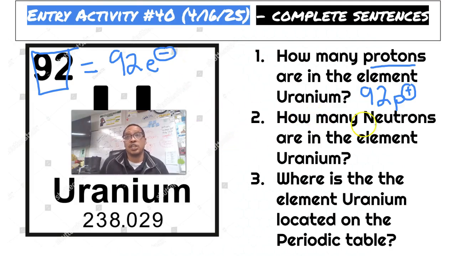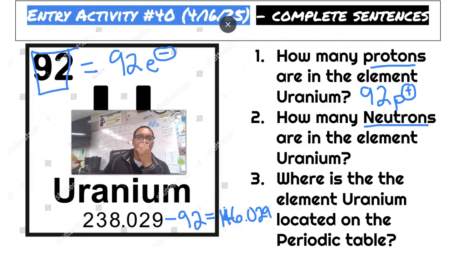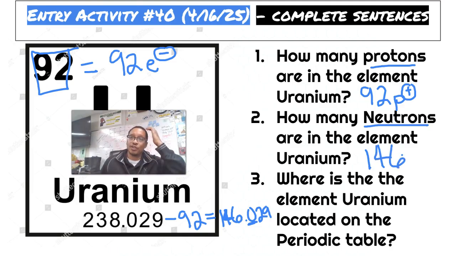Now, on to the big jammer, right? This is what we really asked: how many neutrons are in the element uranium? And hopefully you were like, oh, well, 238 minus 92 is equal to, let me see if I can squeeze this in, 146.029. And no, I did not do this in my head. I did it on the calculator, okay? And then you got to round this, right? Since this 0 right here is 4 or less, we're going to let it rest. So it's going to end up being 146 neutrons. And that's how you would do all 3 of those calculations.